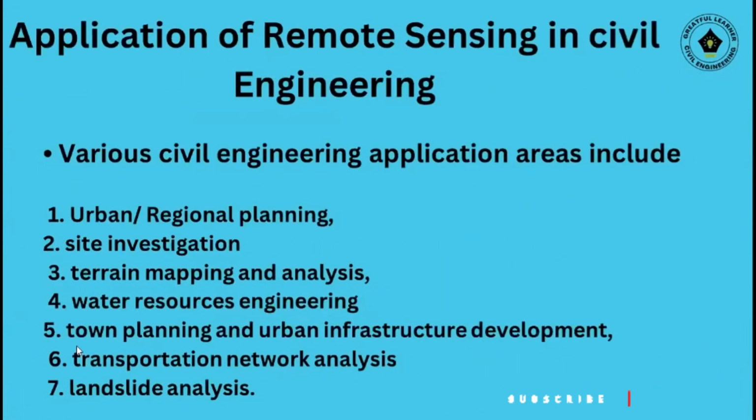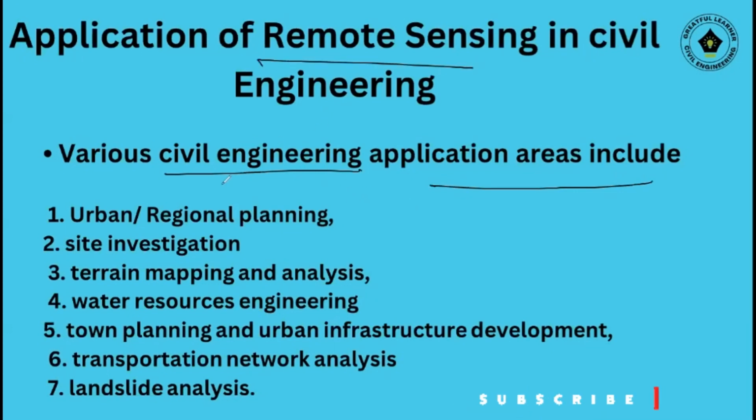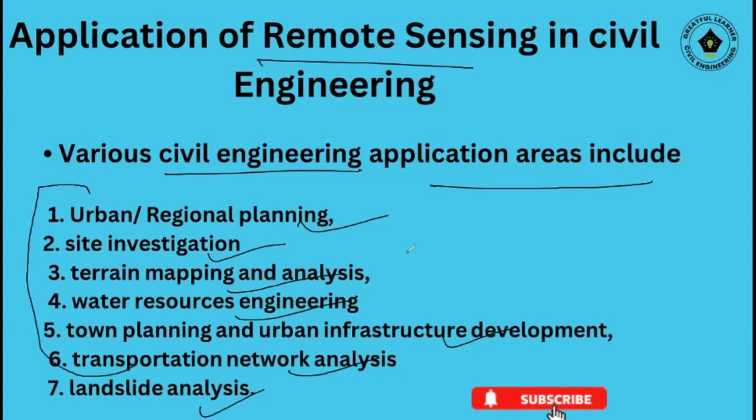Now, the applications of remote sensing in civil engineering. The various civil engineering application areas included in remote sensing are: first, urban and regional planning, site investigation, terrain mapping and analysis, water resources engineering, town planning and urban infrastructure development, also transportation network analysis, and land analysis. These are the applications of remote sensing used in civil engineering.